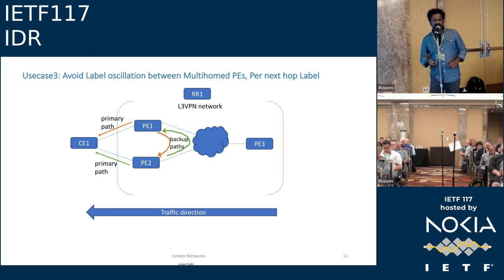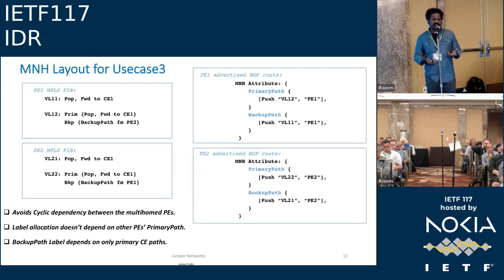And this is the label oscillation avoidance problem. Whenever we have multi-homed PEs and per-next-hop labels protecting each other, they can have label oscillation because they don't know which is the primary path and which is the backup path. This can be avoided using an MNH where we can advertise a primary path as well as a backup path. It avoids the cyclic dependency between the PEs because label allocation doesn't depend on the primary path of the other PE, and the backup path is only used for the primary CE paths.